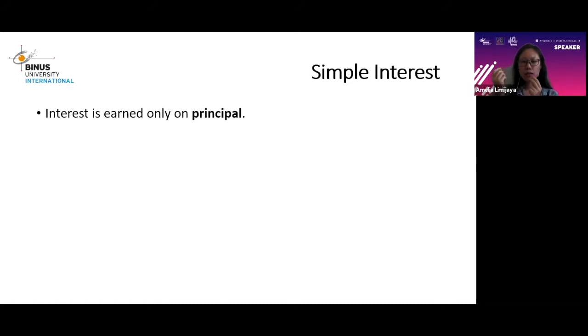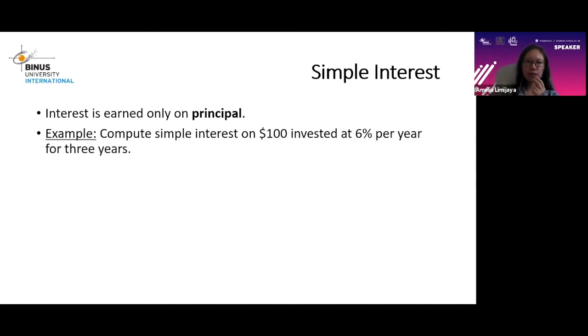So let's see an example here. Imagine you have a principal of $100. So this is your principal. You start your investment with $100 in your hand, and you put it somewhere else. Let's say you deposit it in the bank, and the interest is 6% per year. Interest is always stated on a percentage basis, 6%.